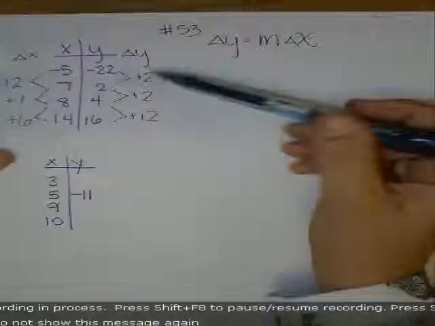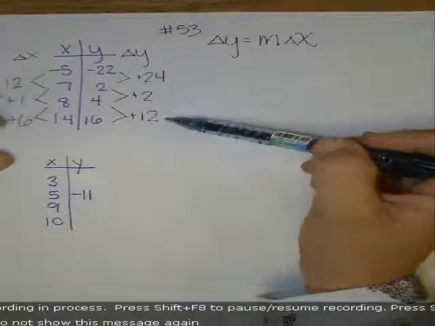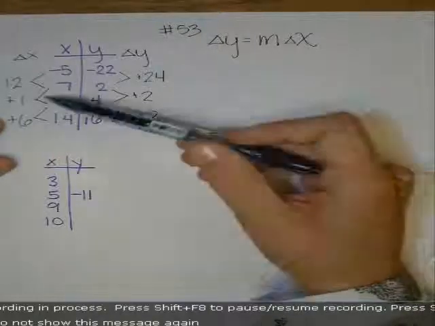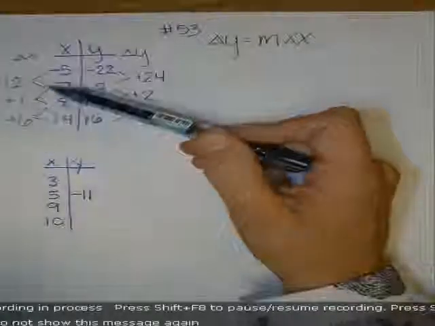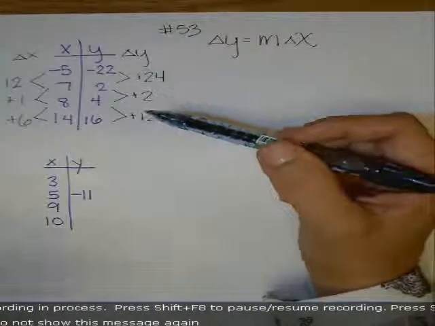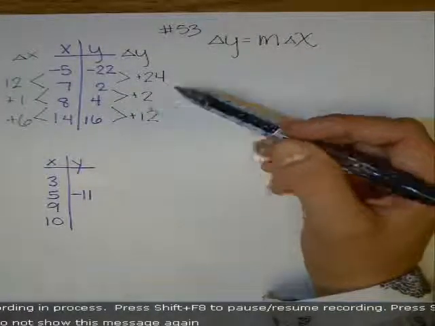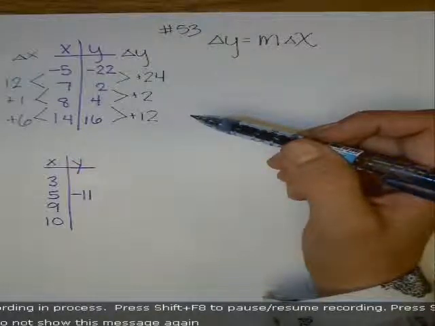It's easy to quickly look at 12, 24, 1, 2, and 6, 12 and not see a pattern and say 12, 1, and 6 have nothing in common. They're changing at different value intervals. This is not constant. Remember, constant rate of change.